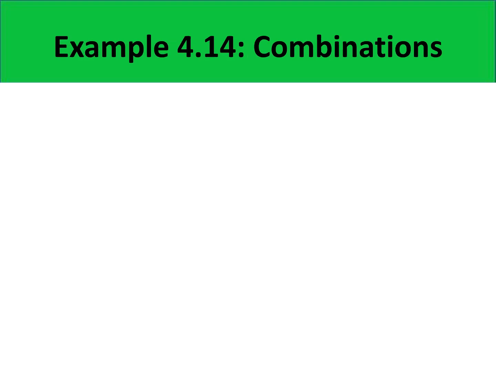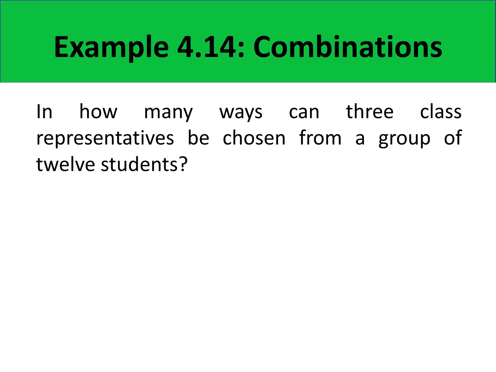So for example, in how many ways can three class representatives be chosen from a group of 12 students? So since we are only selecting three class representatives from 12 students, then this is a combination problem, and therefore the answer would be 12 combination 3. You can just use your calculators to compute 12 combination 3 by finding the nCr symbol in your calculator.